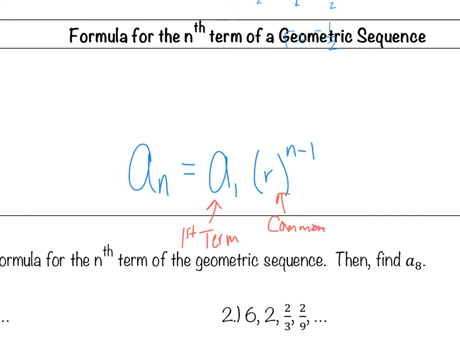Common ratio. N, remember, this n and this n are the same thing. Okay, they are the term number. It's the same number. So whatever that n is, it's the same n in the exponent.